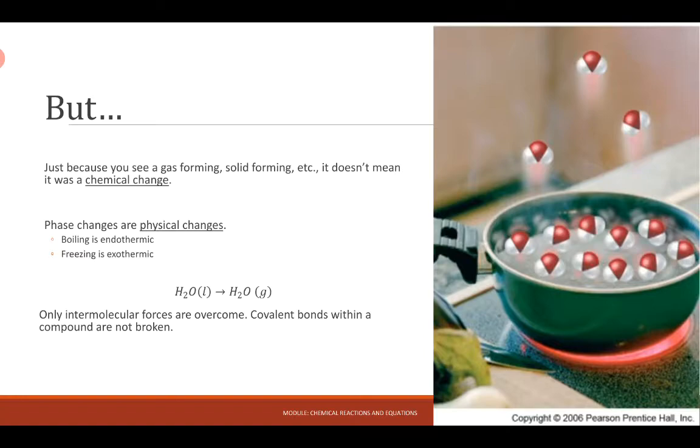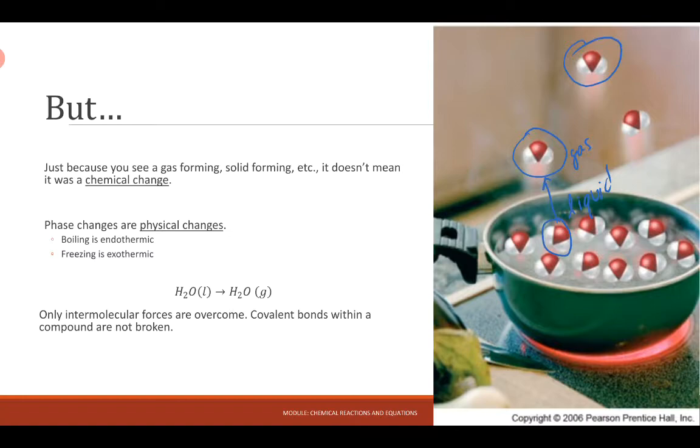Physical changes can also involve you seeing gas forming or solid forming because those are phase changes. Phase changes are physical changes. So when you boil water, for instance, you'll see steam, and that steam contains water molecules. But the water down below also contained water molecules. That is a physical change from a liquid into a gas. But it's still H2O. It still has 2 hydrogens and 1 oxygen. So that's a physical change.